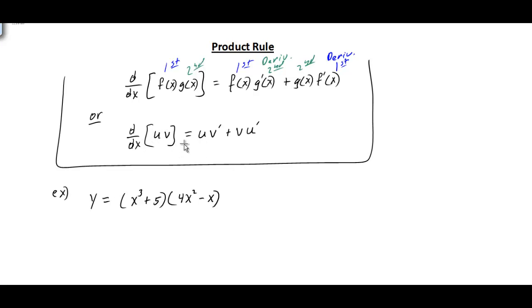If we want to take the derivative using the product rule, you can say u times v prime plus v times u prime. So once again, that's still saying you're going to take the first multiplied by the derivative of the second, plus the second function multiplied by the derivative of the first. Okay, so you may want to get used to the notation u v prime plus v u prime.